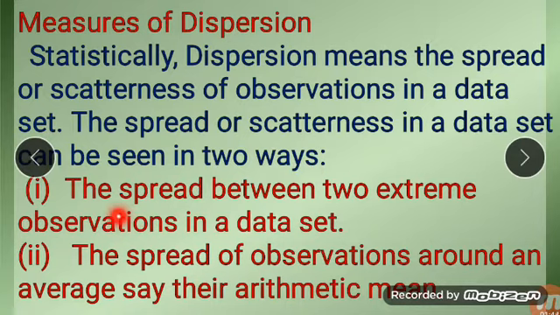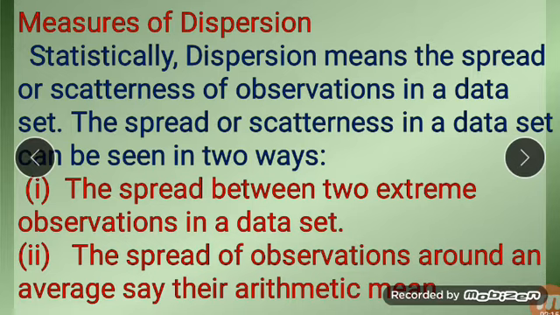The first way is the spread between two extreme observations in a data set. For instance, if I have two data sets related to the marks of the students, in the first data set the highest marks is 100, whereas the lowest marks is 0. So the difference between these extreme observations will be 100 minus 0, 100.